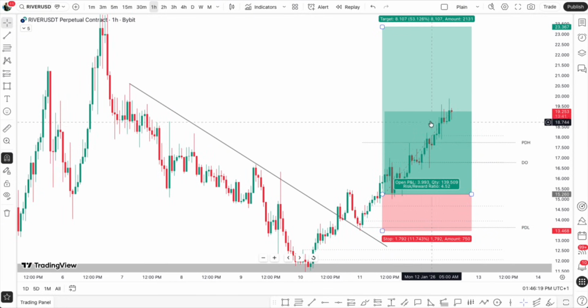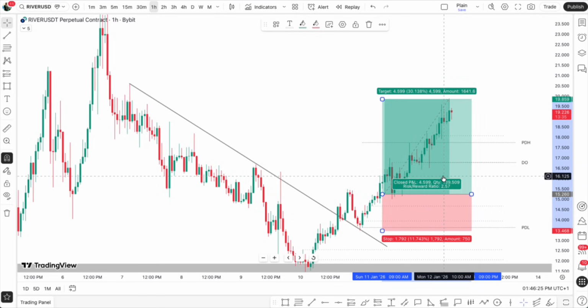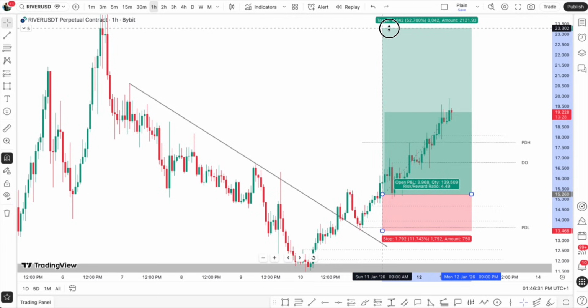So this trade right here is already up by 30%. If I bring this down here, it's already up by 30%, and that is a 1 to 2.5 risk to reward ratio. So for those of you who took this trade with me, congratulations.